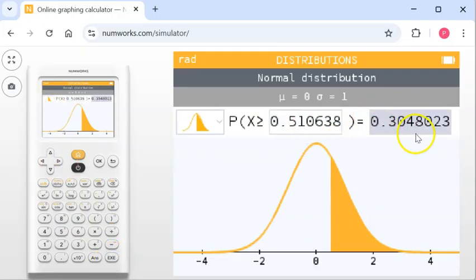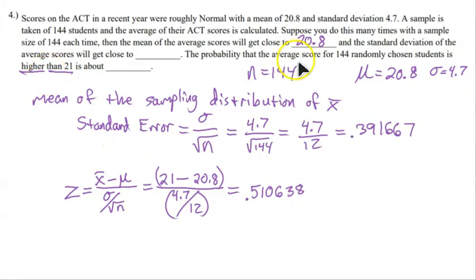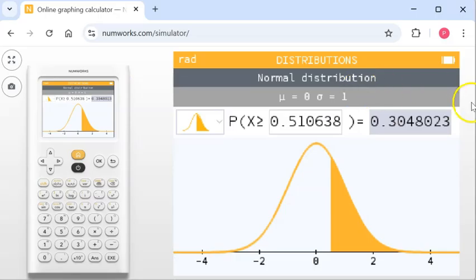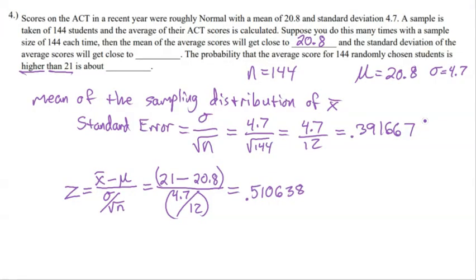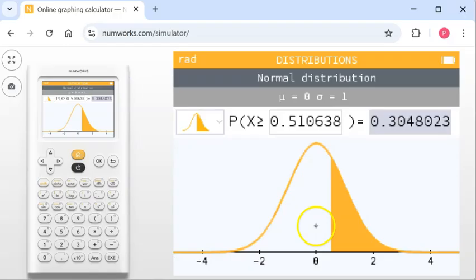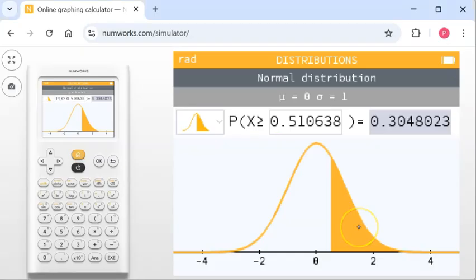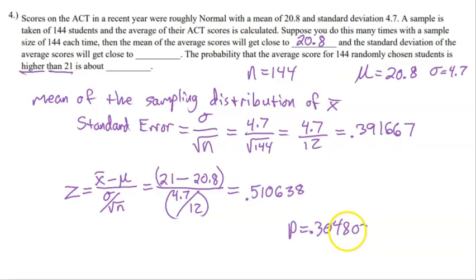Look at that. Here's the proportion. It says the probability, and a probability is the same thing as a proportion. So the probability is 0.3048. Okay. Now let's put the 023. So the answer to this question is 0.3048023.